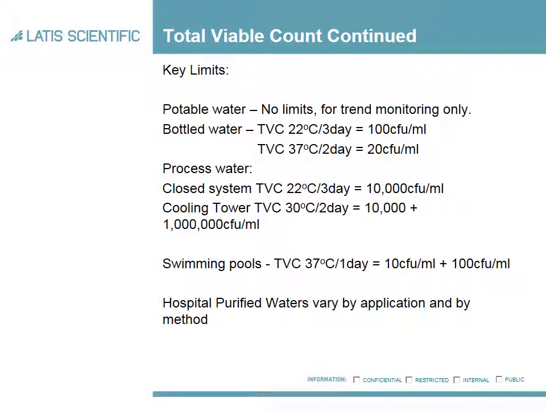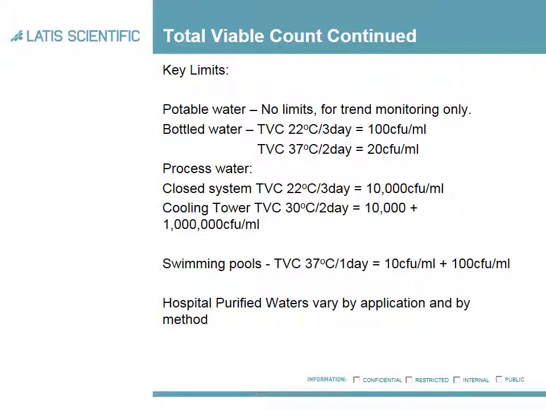There are a few key limits for it. So in potable water, as I mentioned before, there aren't any limits. It's used for trend monitoring. In bottled water, there are limits for 22 and 37 degree TVCs, and it's important to remember that this is only for samples taken within 12 hours of bottling. Beyond that, the regulation states no unusual increase, which will vary for each different type of bottled water.